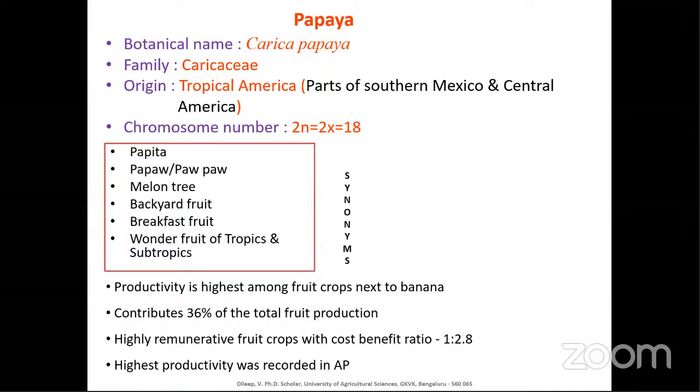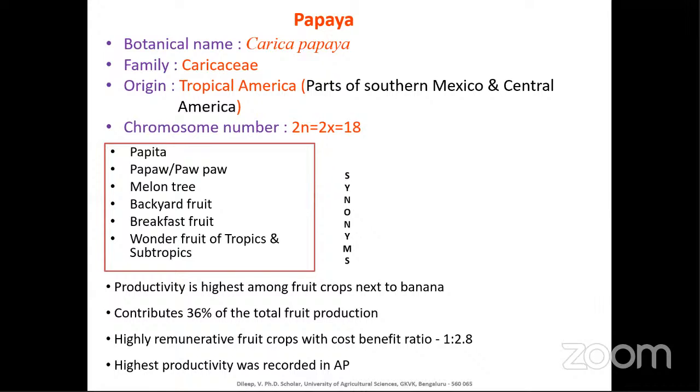So it contributes around 36% of the total food production. This data may vary, but I have put it just for your idea. I have told you that I won't be discussing statistics like area and production right now. Only just prior to the exam, 1 or 2 months before, is it very important, and you have to be updated with the recent data. It has the highest cost benefit ratio of 1:2.8, meaning if you invest 1 rupee, you will get almost 2.8 rupees.